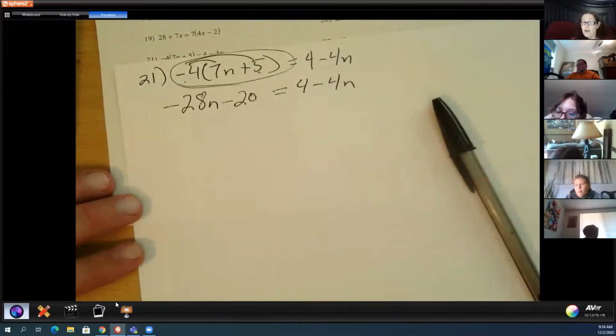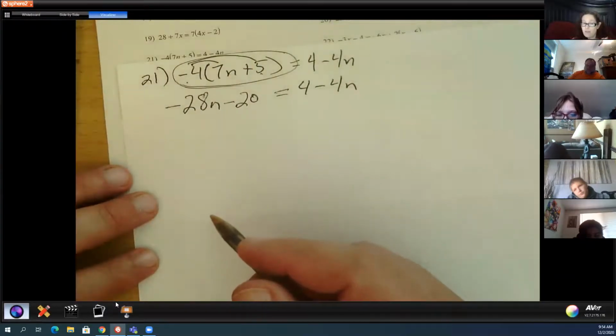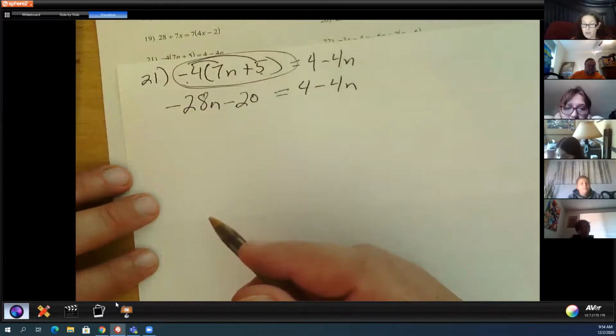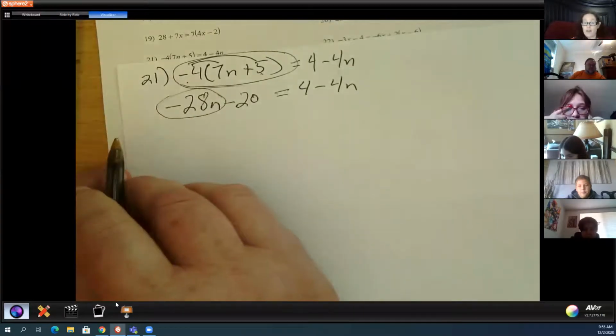I like to keep my variables positive, okay? So if we're going to keep the n positive, what do I want to do to make sure that n is going to stay positive? Am I going to move the -28 groups of n, or the -4 groups of n? Which am I going to be moving? Anyone? I think it's going to be the -28 groups of n. Absolutely. I want to get rid of that. How do I get rid of -28 groups of n?